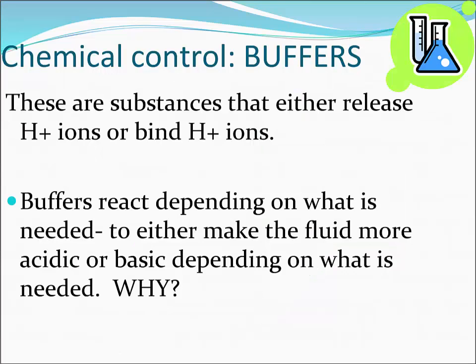So what is the chemical control of acid base? Well, that is managed through something called buffers. And Iggy addresses buffers on page 202, but basically they're substances that can either release hydrogen ions or bind hydrogen ions depending on the need. So buffers react depending on what's actually needed to make the fluid more acidic or basic, which means alkalotic, depending on what's needed.